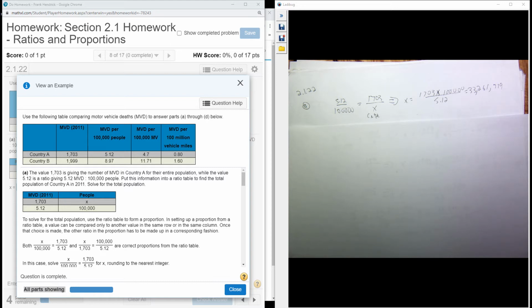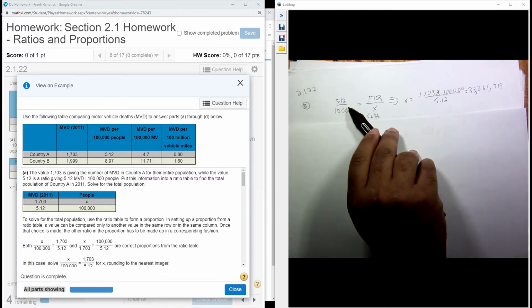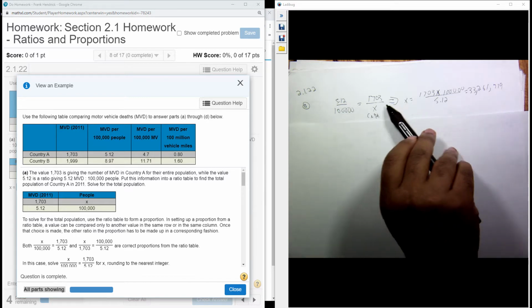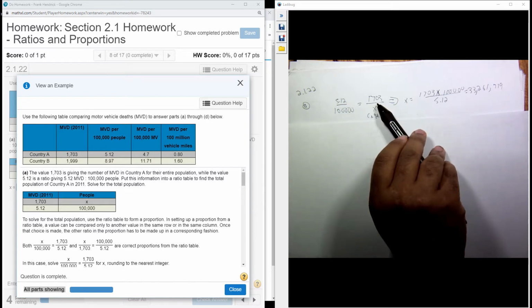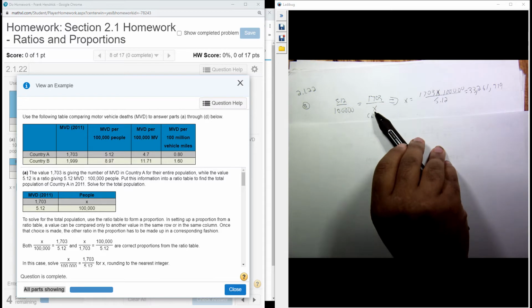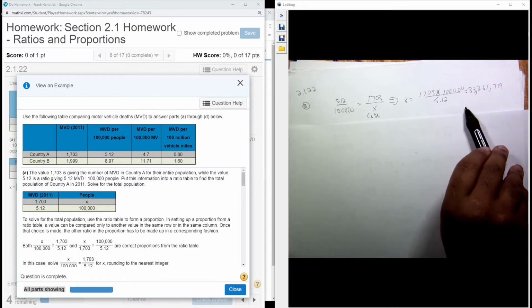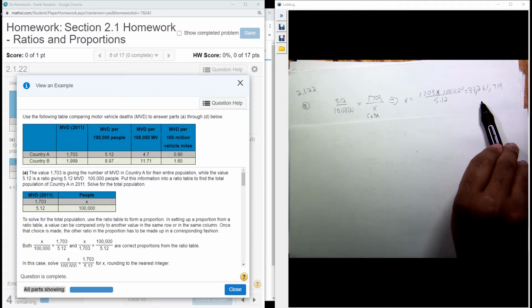So we know that 5.12 people died per 100,000. We know that 1,703 died in the country overall. We can set up a proportion here, cross multiply and divide, and find out the population of country A. There's your population of country A.